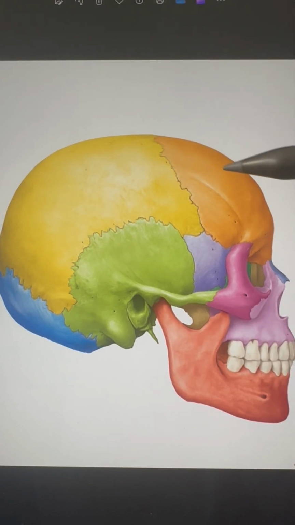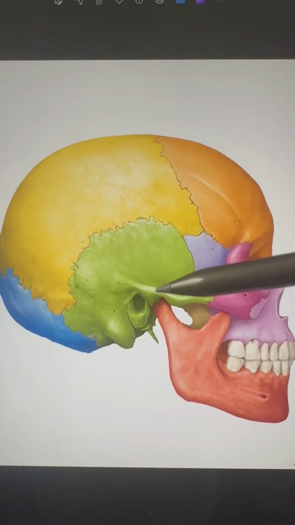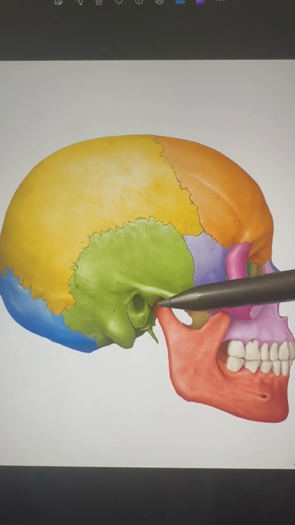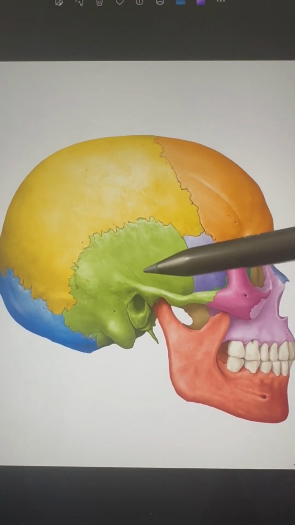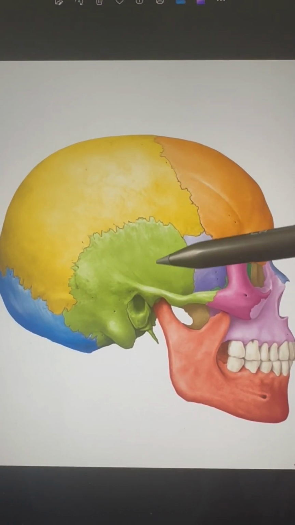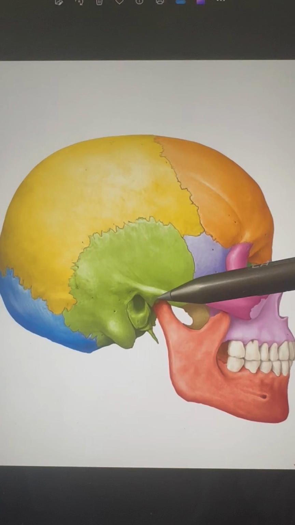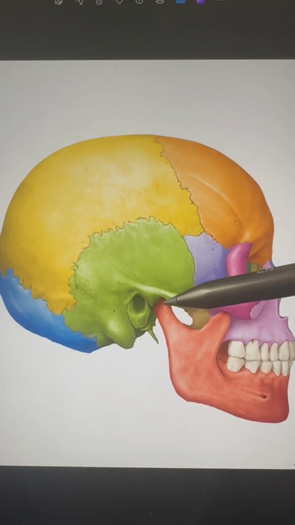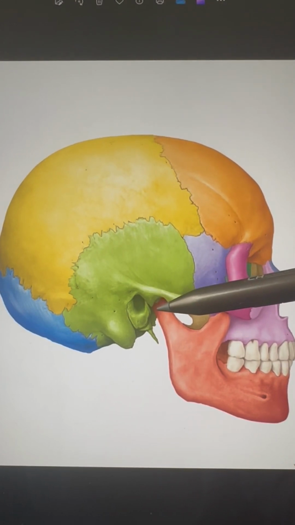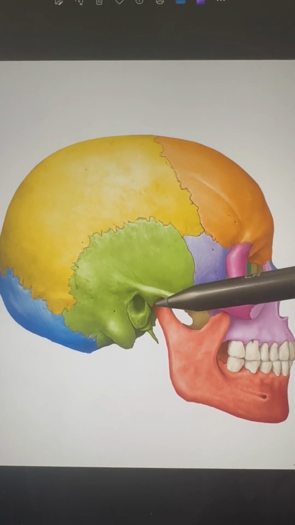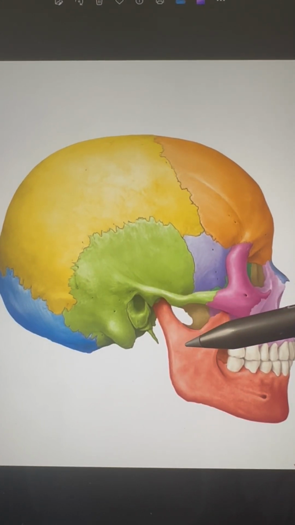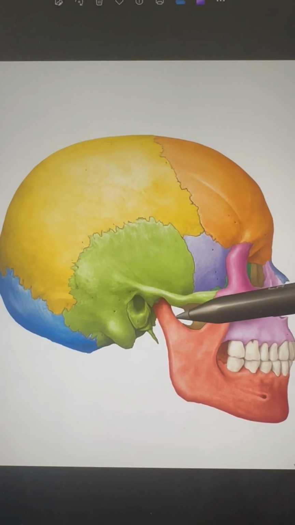In the mandible, the mandibular condyle articulates with the temporal bone right here. It makes the TMJ, temporomandibular joint. This is the mandibular condyle right here, and the mandibular notch. This is the mandibular notch.